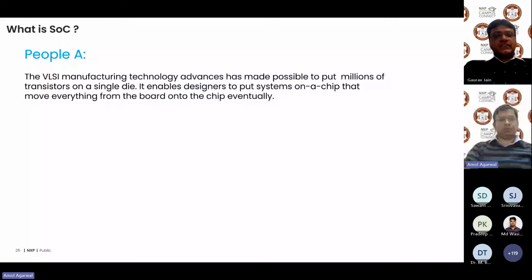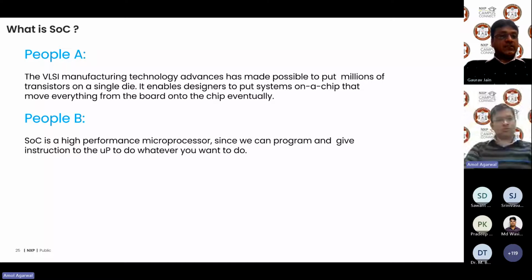Yeah, so let's start with what is an SoC, right? There are different views about SoCs. Some people say that VLSI manufacturing technology has advanced so much that we have managed to put millions or billions of transistors on a single die, and it enables designers to put a system on chip that moves everything from board to chip eventually. And then there is a set of people who say that SoC is a high performance microprocessor, since we can program and give instructions to the microprocessor to do whatever we want, right?